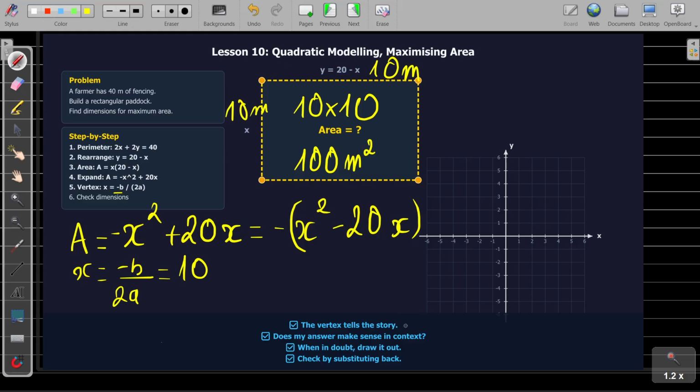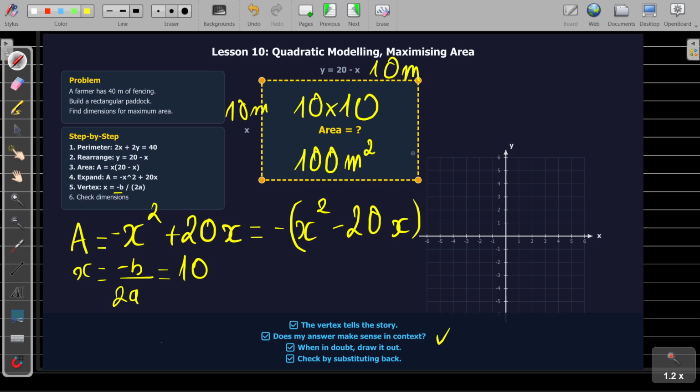Now, of course, we have done step 1 a little bit. We don't need to actually draft it out later, but what we have to do is have this step when we're doing real world problems: does my answer make sense in context? So we have the width equals 10, the length equals 10, the perimeter will be how many? The perimeter will be 10 plus 10 plus 10 plus 10 equals 40. That's the perimeter, yes. Area will be 100 square meters.